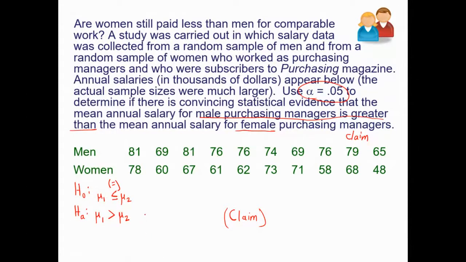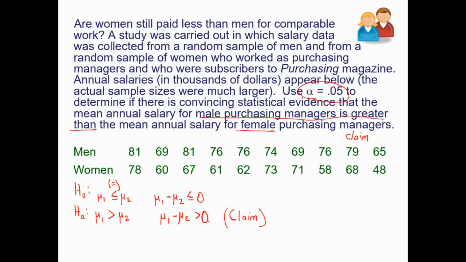Now, I need to have a hypothesized value. But even though I can write my hypotheses like this, I need to know what to plug in when I do my test. I'm going to rewrite them. Mu1 minus mu2 is less than or equal to 0. Mu1 minus mu2 is greater than 0. That way I know what to plug in.